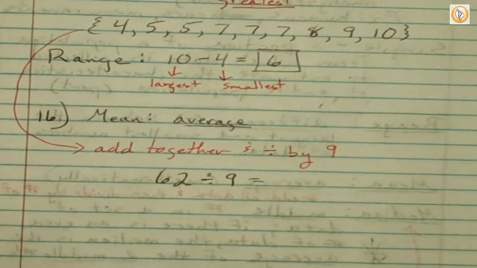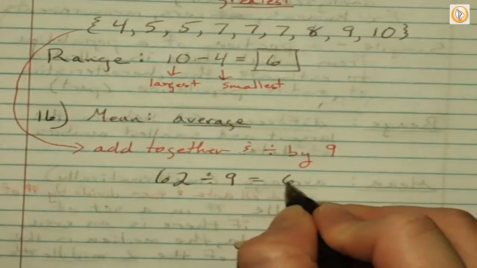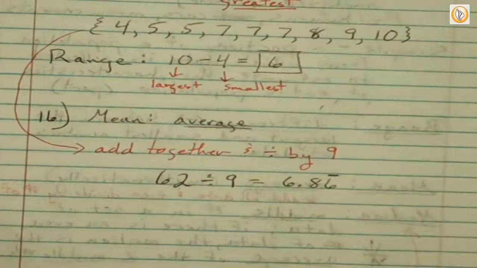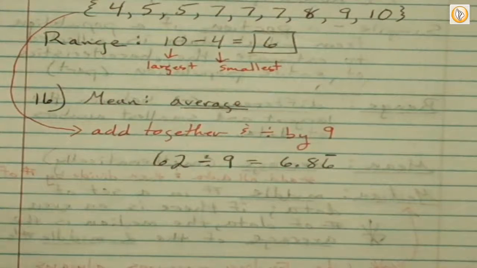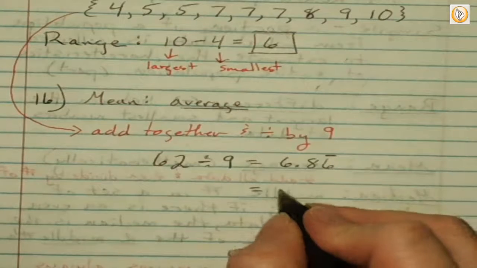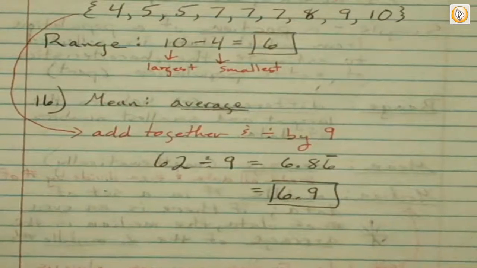Taylor, thank you for trying. 6.86. The 6 is repeating. Okay, so you got 6.86 repeating. Now the direction said to round to the nearest tenth. So Taylor, what would the answer actually be? 6.9. You are so correct. So there's my answer for 16.